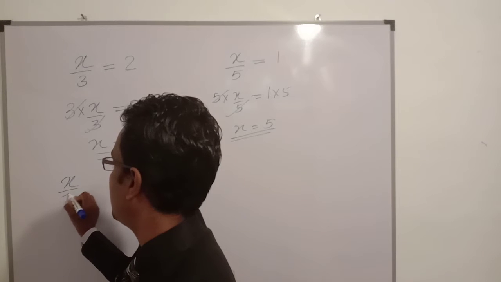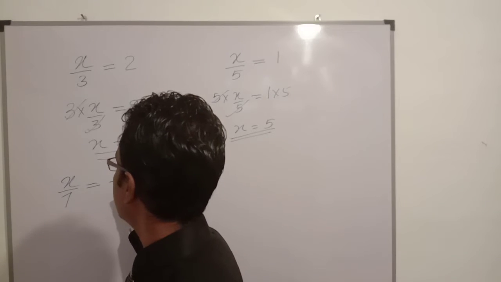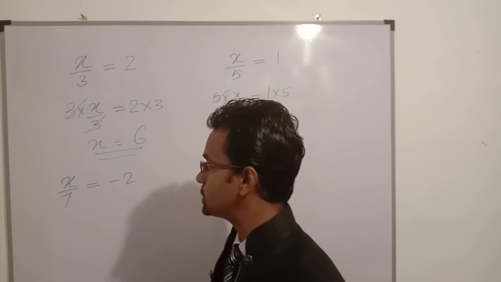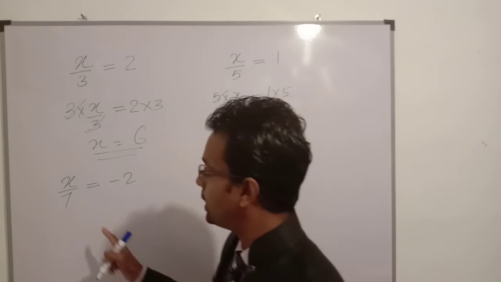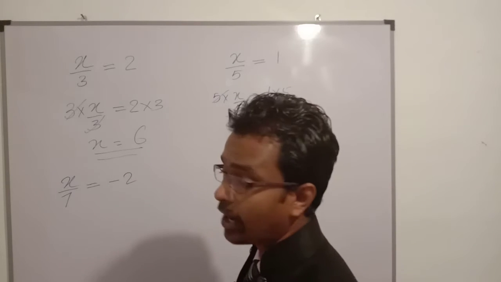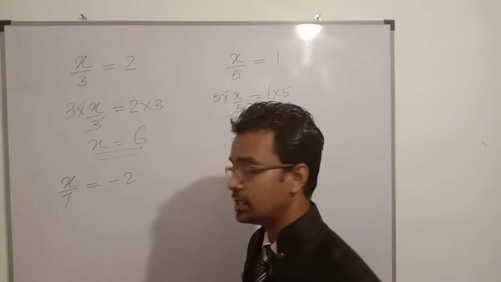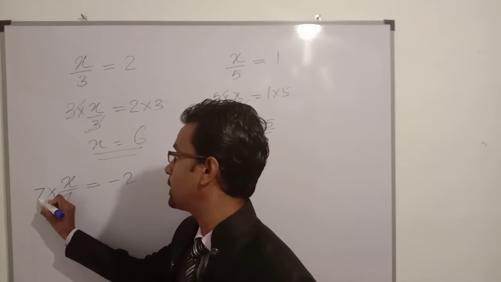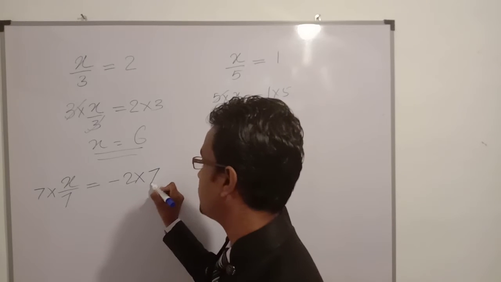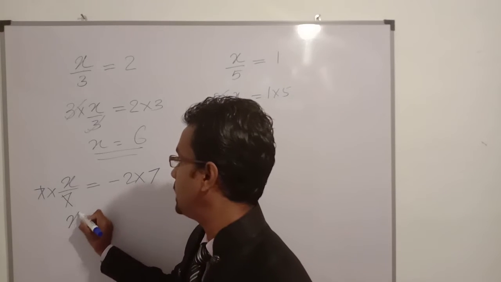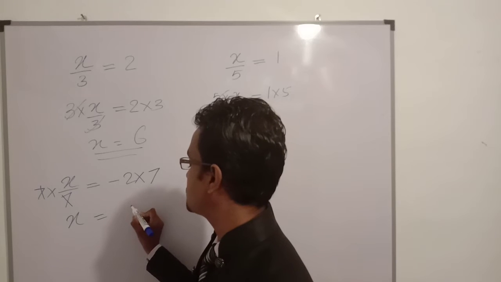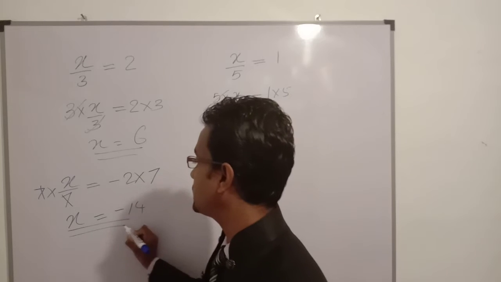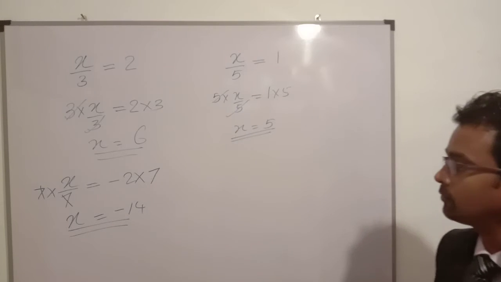Another example with fractions: x over 7 equals minus 2. It's minus, but don't think about the minus. Here you should know the first step is removing the fraction. Keeping the fraction is a little bit hard to solve. That's why let's remove 7: multiply this side by 7 and the other side also by 7. The 7s cancel out. x is equal to 7 times 2, 14. Positive into negative is negative. Negative 14 is the answer.